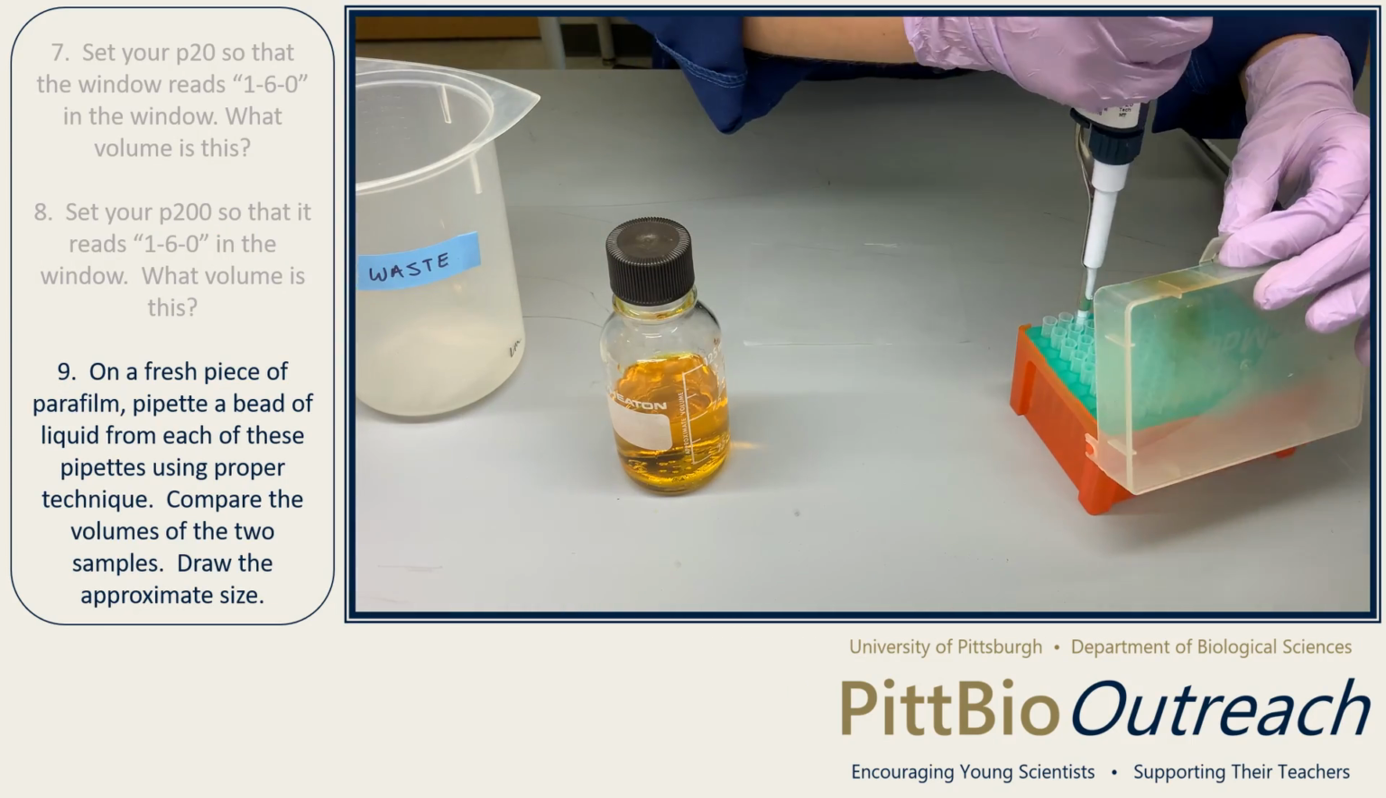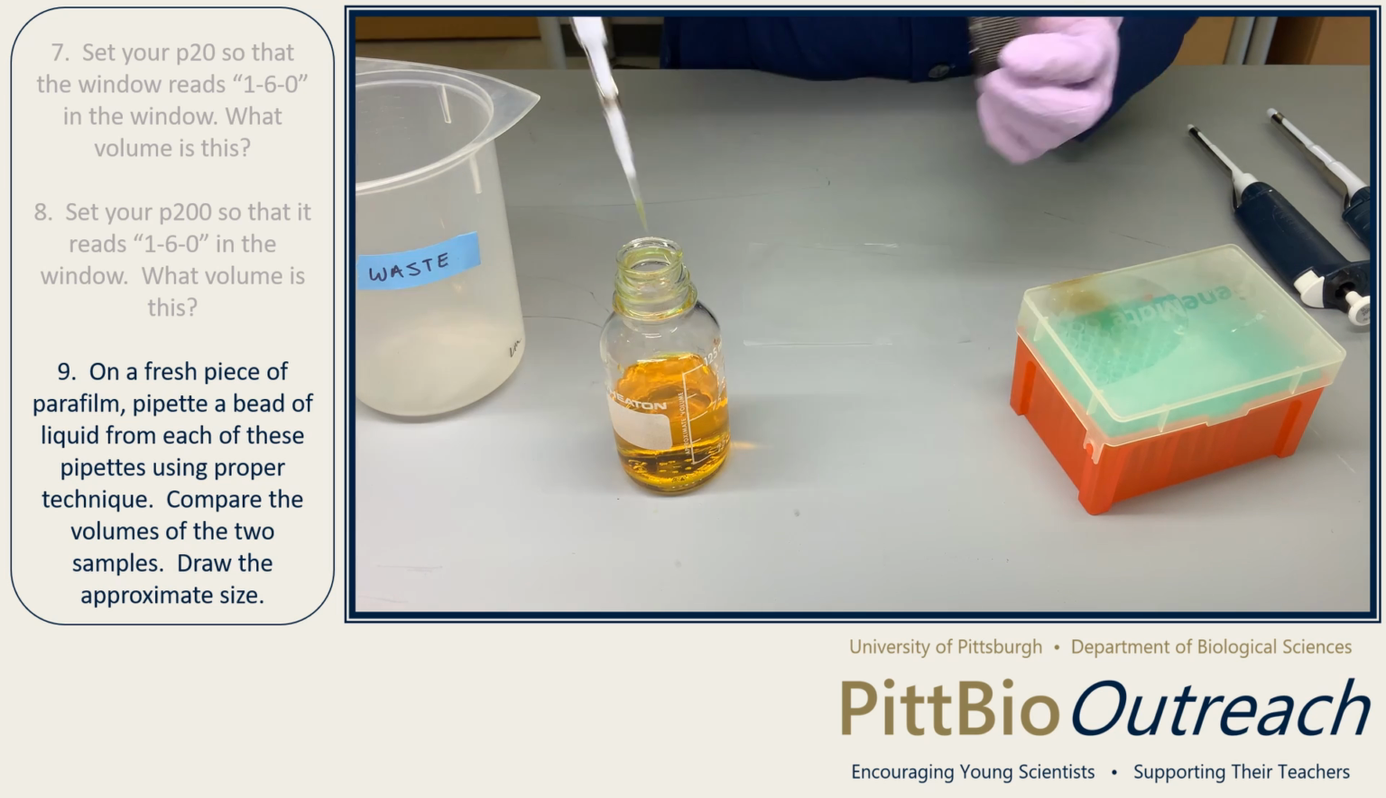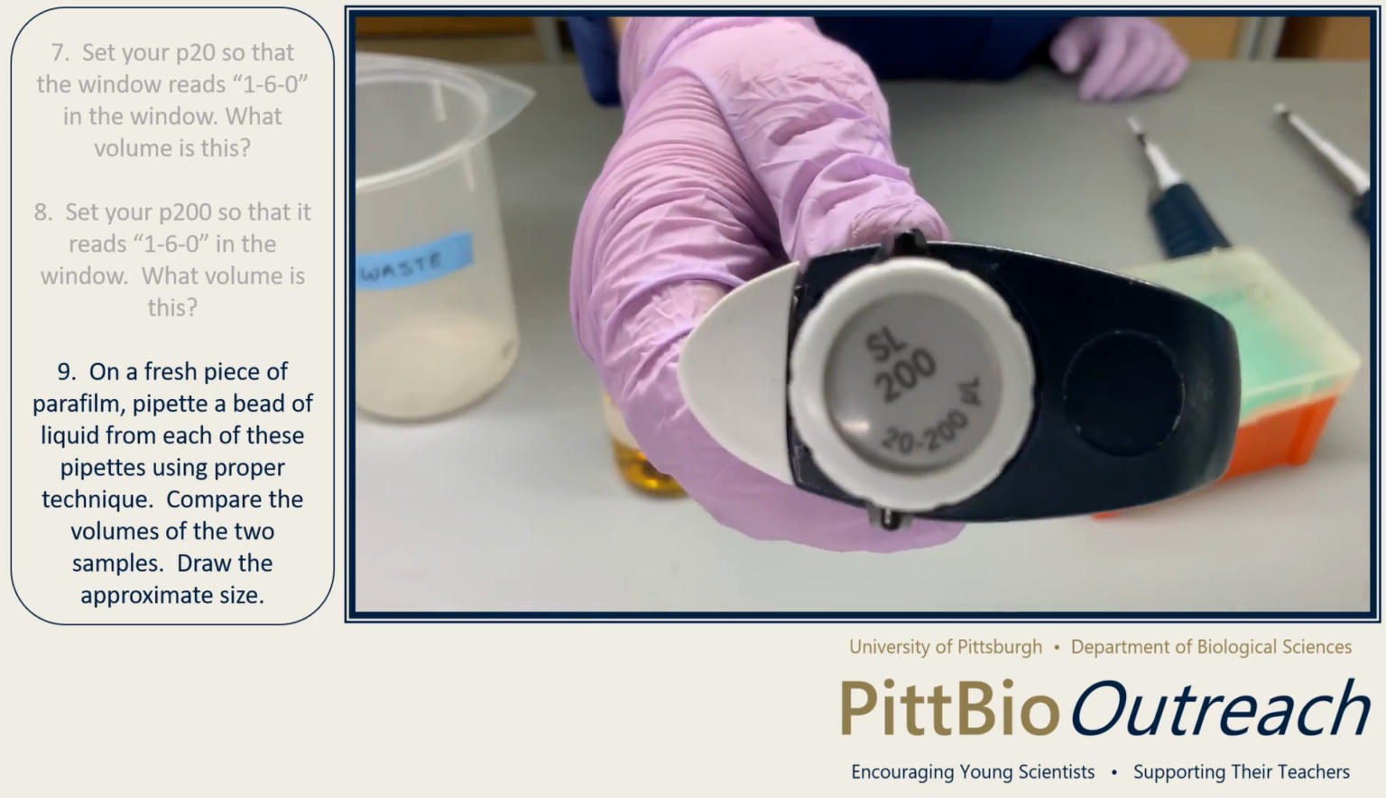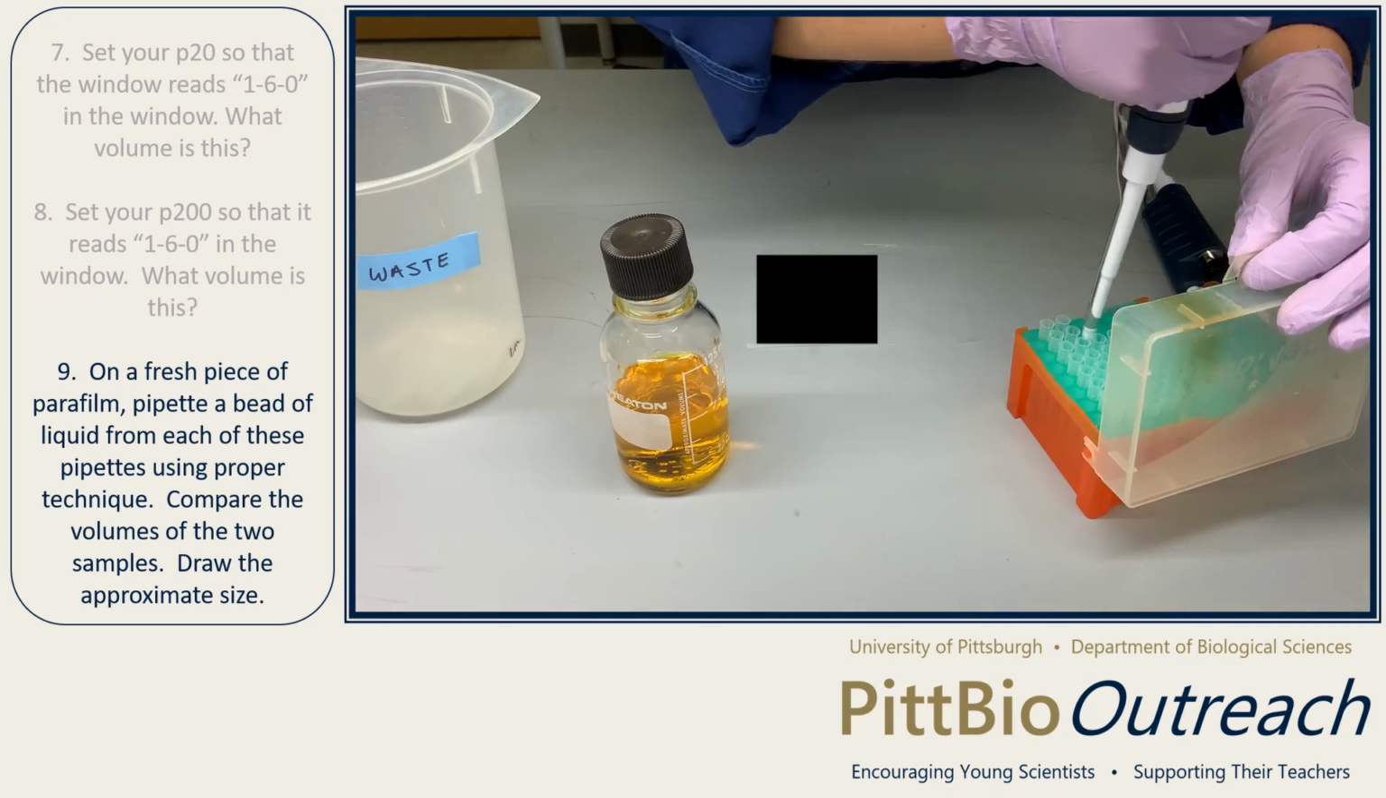Step 9. On a fresh piece of parafilm, pipette a bead of liquid from each of these pipettes using proper technique. Compare the volumes of the two samples. Draw the approximate size below.